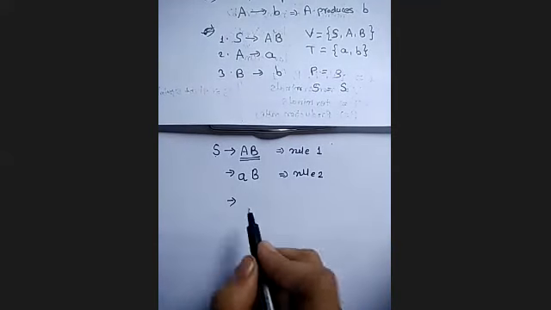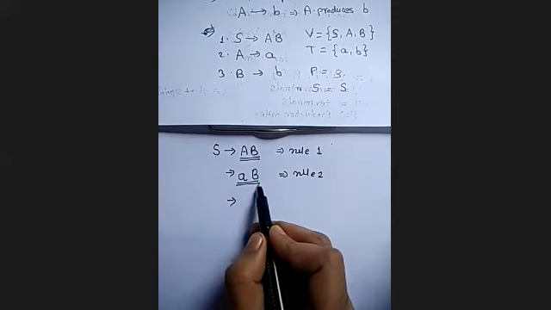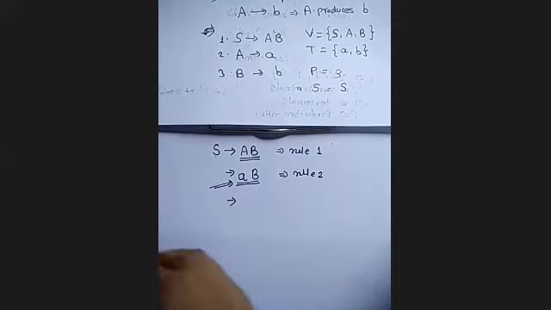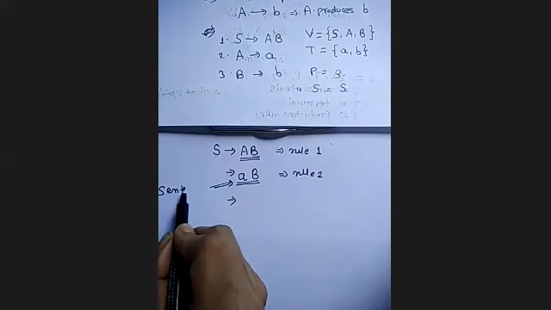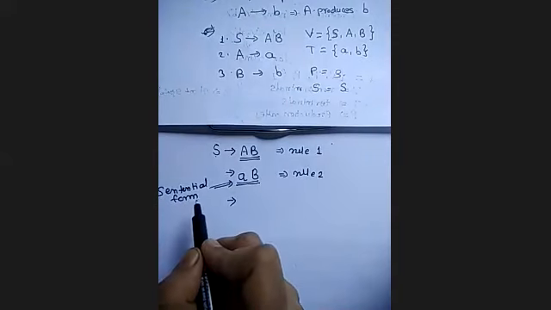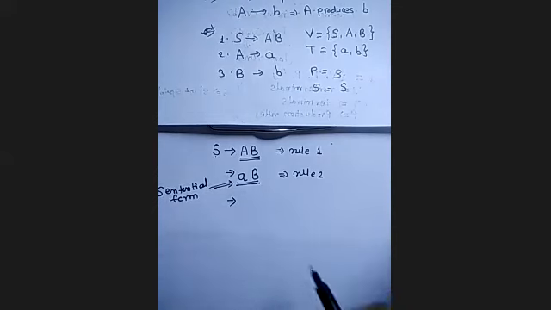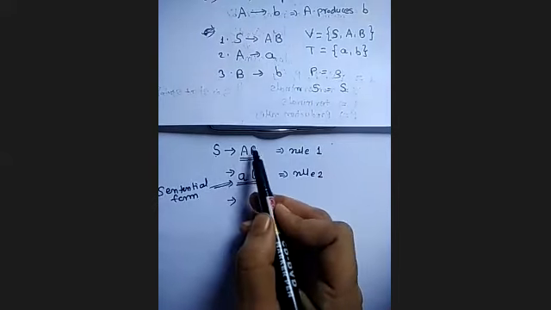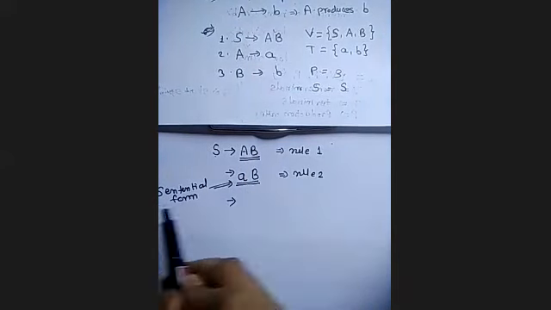In the next step, this string is known as a sentential form. I told you about sentential form. A sentential form is a string which is formed from both terminals and non-terminals. It may contain only terminals, only non-terminals, or a combination of terminals and non-terminals. So this is also a sentential form, and this is also a sentential form.